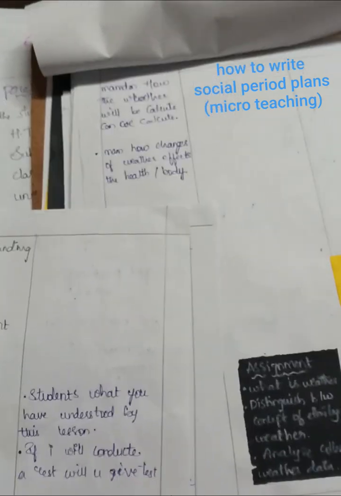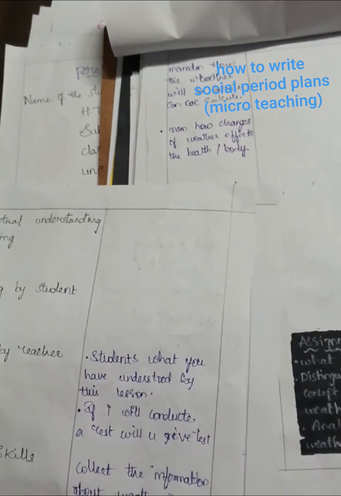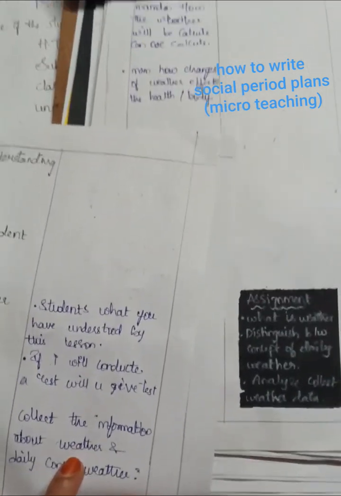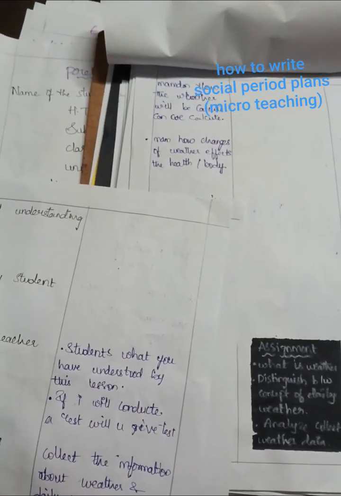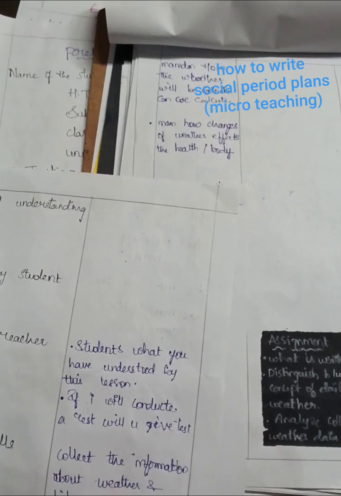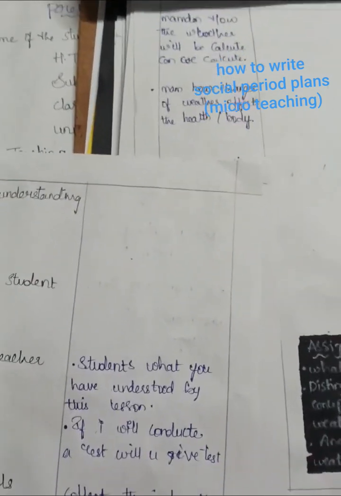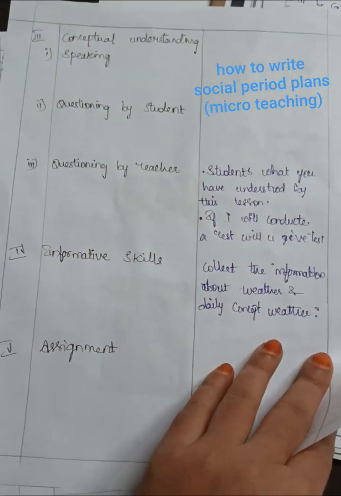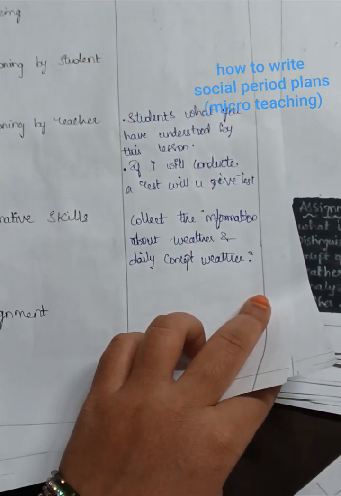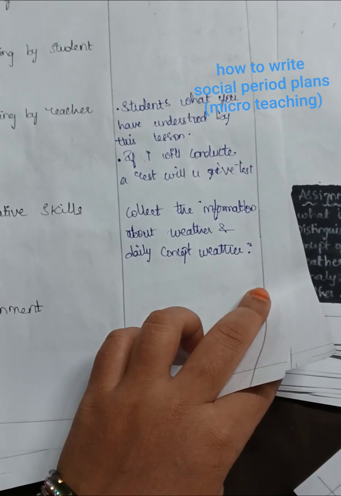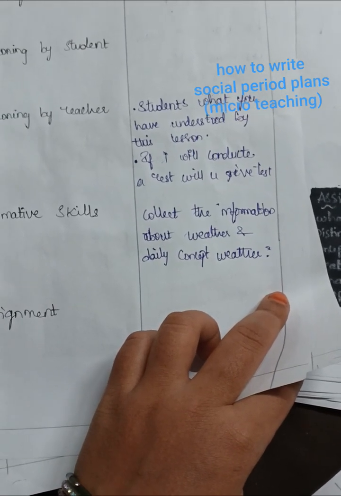They will ask questions to the madam, the teacher. After completing the lesson, if they understand, they will get some doubts, and they will ask questions. So you have to write this in pupil activity. Next one is questioning by teacher. You will be asking some questions to students after completion of the lesson.